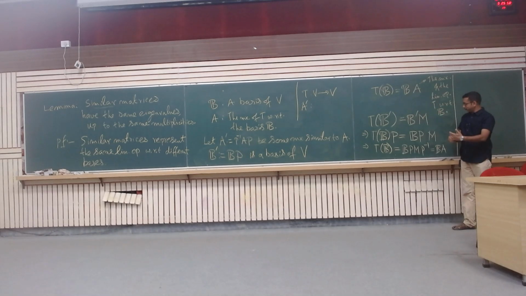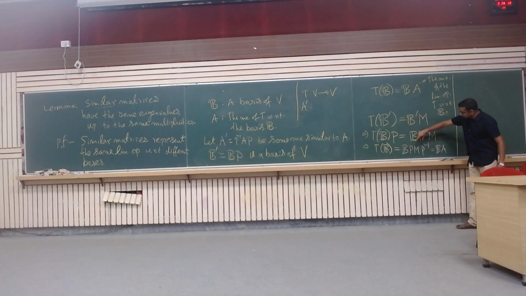So every vector has a unique linear combination in terms of B, right? And the columns of each of these are giving linear combinations which are representing some n vectors, okay? So from B PMP inverse equal to BA, we can immediately conclude that PMP inverse is equal to A, okay?